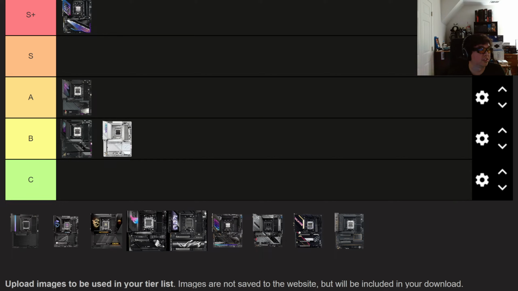Okay, so currently this is where it is. But Gigabyte, I would say the Master is good. It's totally fine. It's a solid A. It's just not an S. And I think most people would agree. Just not enough differentiation between the Gigabyte parts this time around.